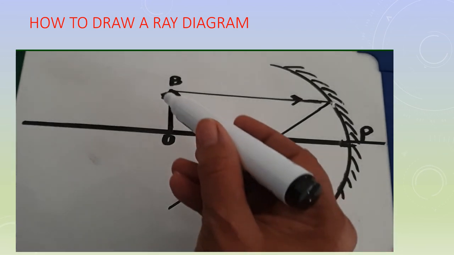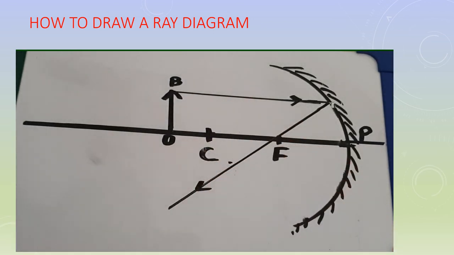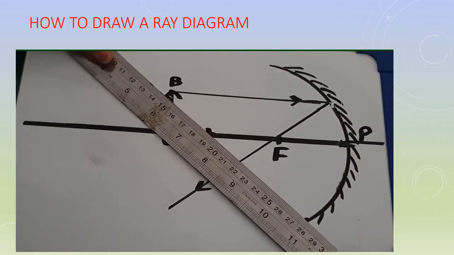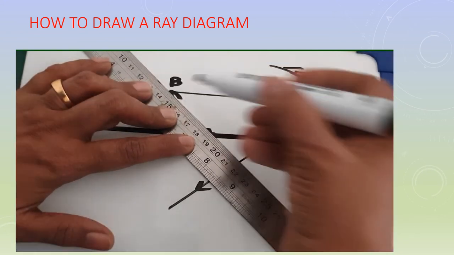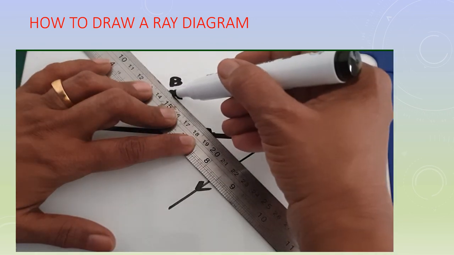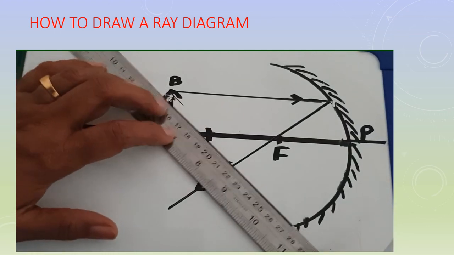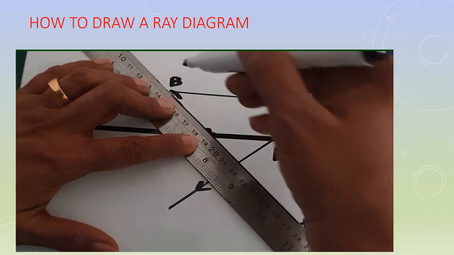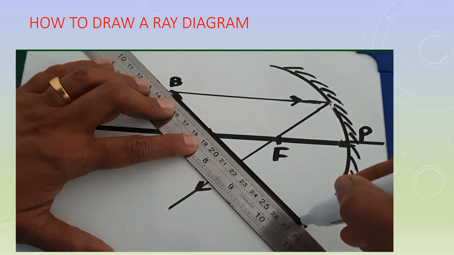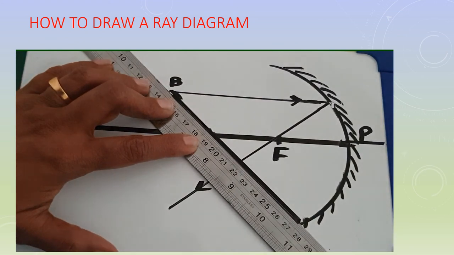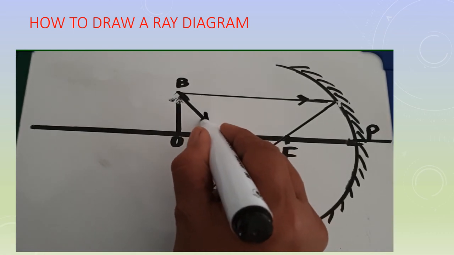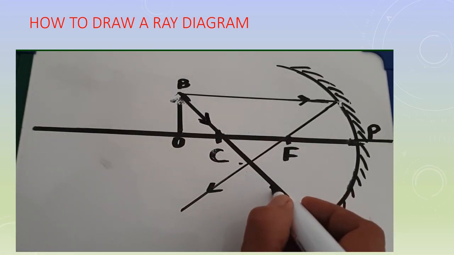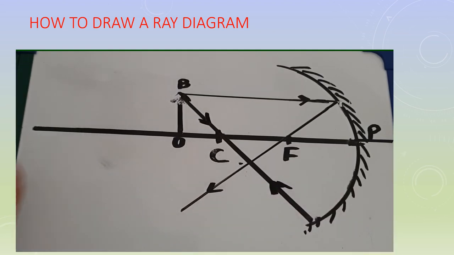Second ray we can take which is passing through the center of curvature. We learned the ray which is passing through the center of curvature will reflect back in the same direction. So here, see, keep the scale like this, passing through C and touching the top of the object and the mirror. We are drawing a line. See, the ray will reflect back in the same direction. The ray which is passing through C will come back in the same direction. So we can put the arrow mark like this, coming in this direction, going back again in the same line. That is easy to draw, isn't it?